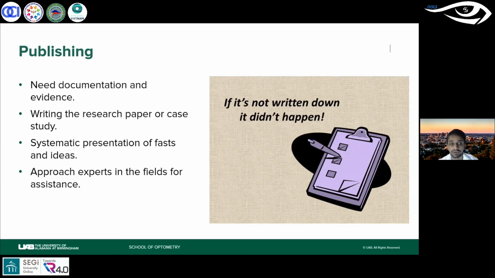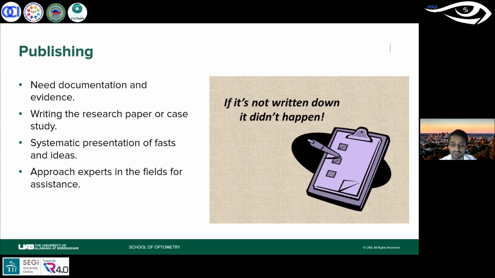Writing the research paper or case study, that is of course necessary for publishing. You'll have to sit down and write it in a scientific format, and it's the same format that I used as an example of the anatomy or physiology. Well, you do the introduction and then you say what you did. Then you comment on what your results were. Then you discuss how these results compare to what's out there, and then you conclude. Systematic presentation of, excuse that typo, that's facts and ideas. So it's a systematic presentation.